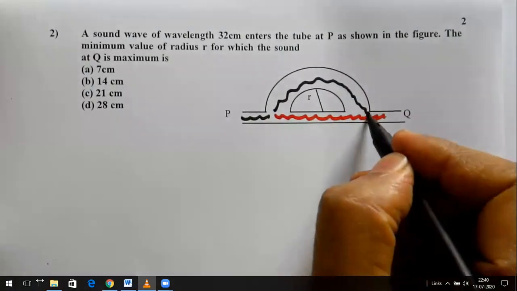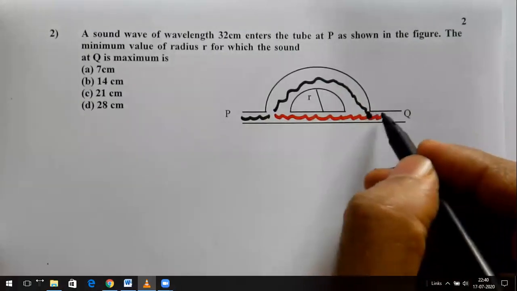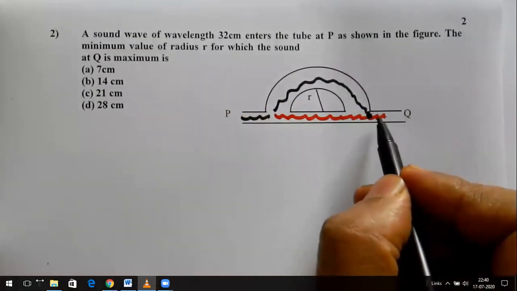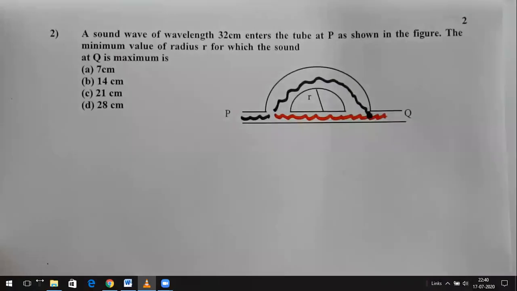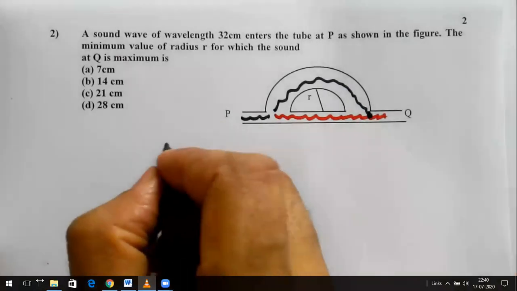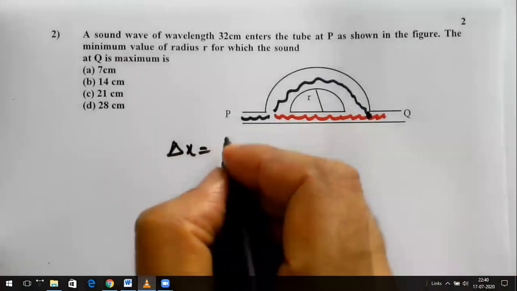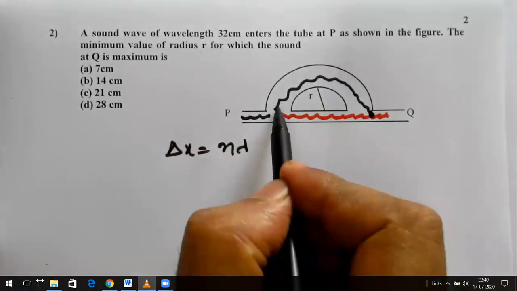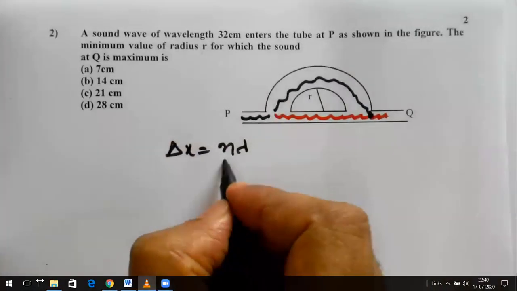Now, when it meets the other one here, we don't know whether it will meet with crest on crest or trough on trough, whether it is constructive interference or destructive interference. So the condition is you have to hear the maximum sound at Q. If maximum sound is to be heard at Q, the crest should fall on crest. That means the condition for maximum intensity is to be applied. The condition for maximum intensity is path difference delta x must be equal to n lambda, and they are asking you the minimum value of r. So for the minimum radius, we will put n equal to 1.